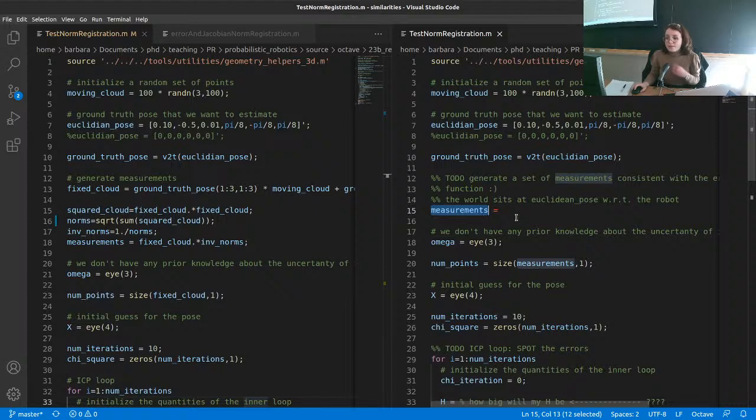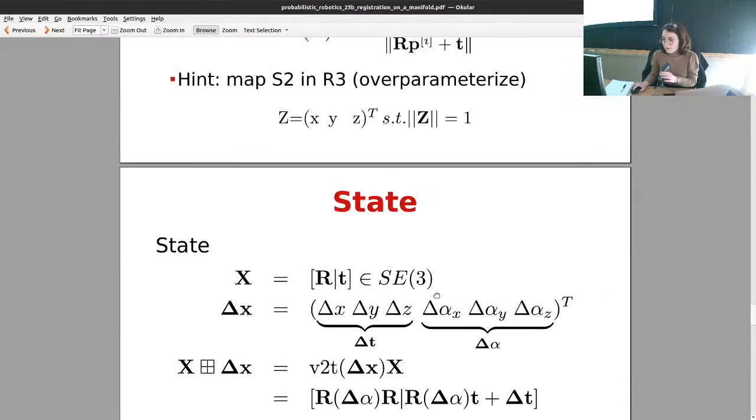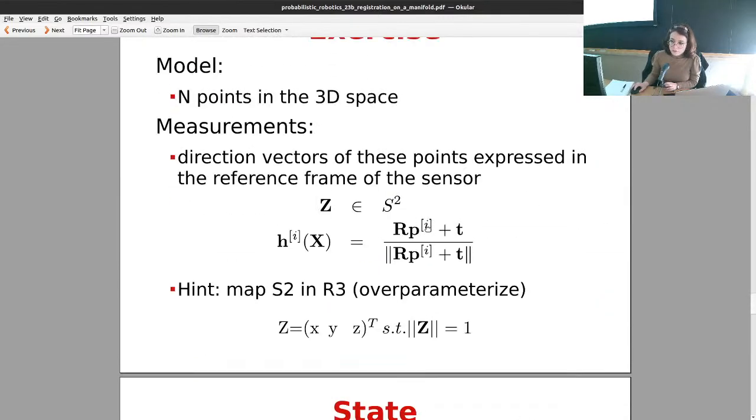Now, the set of measurements is obtained from the set of points in the sensor frame by normalizing them. Okay, I will take the slides very quickly so that you can see what I mean. You have the set of points in the world frame. This set of points is called the moving set in your code. And then you have to take this set, bring this to the sensor frame, and then normalize these points in order to obtain the measurement.